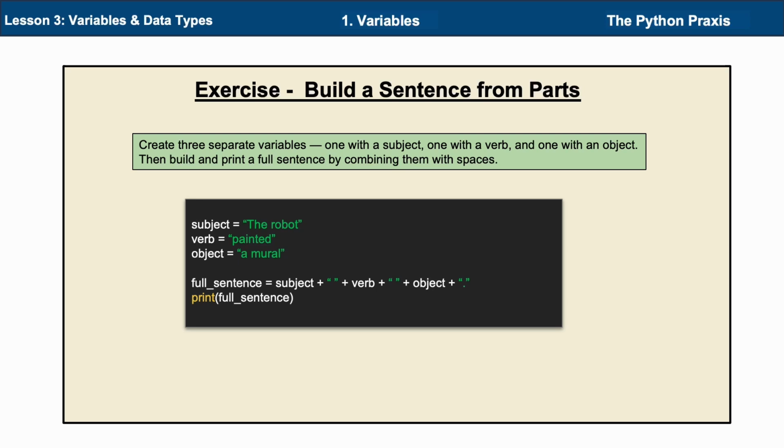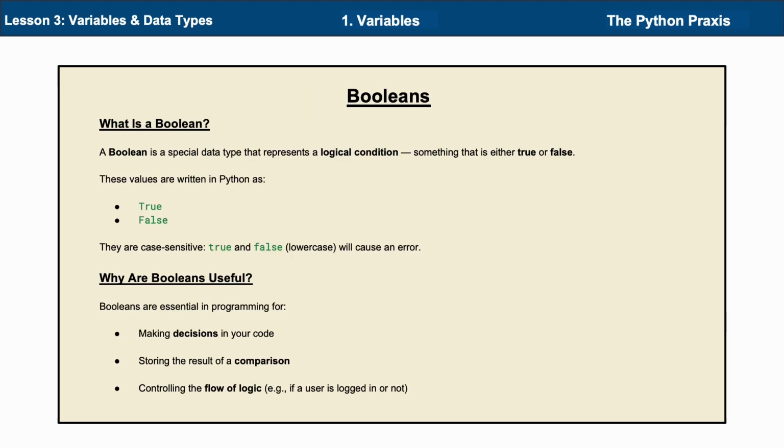Let's practice. Imagine you're telling a story about a creative robot. Create 3 variables, a subject, a verb, and an object, and join them to form a complete sentence. Here's how. Subject equals "The robot". Verb equals "painted", object equals "a mural". Full sentence equals subject plus verb plus object. The result: The robot painted a mural. Simple, neat, and creative.